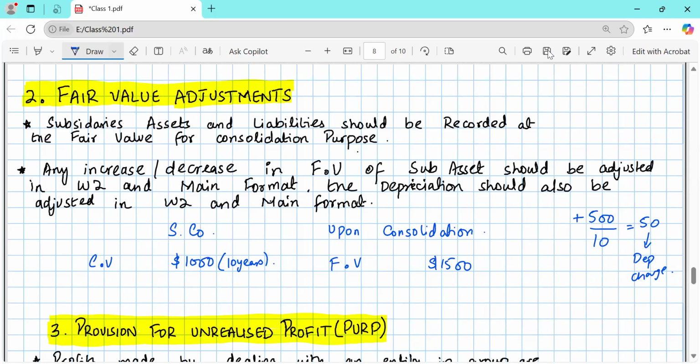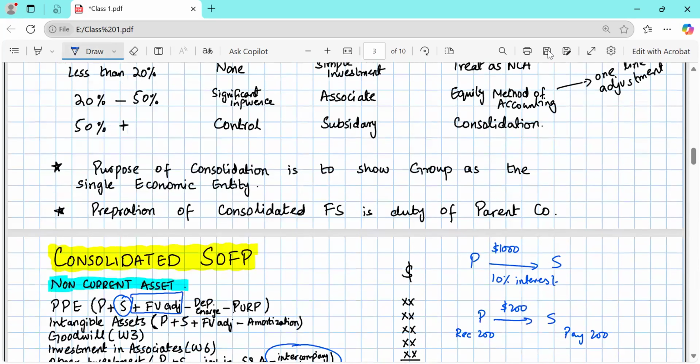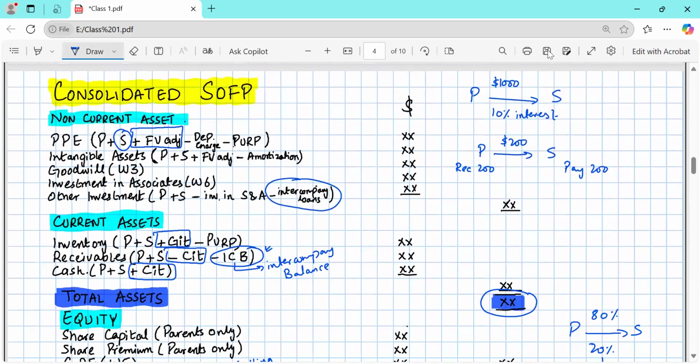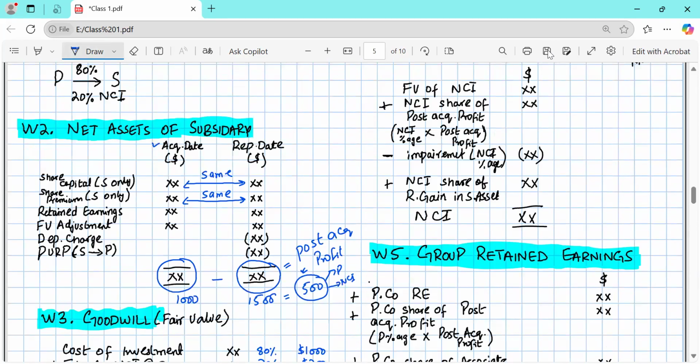Now, how will you post that? There is a dual impact. First, in the main format, the extra 500 you will add here, and depreciation you will deduct 50. So plus 500 minus 50. And the second, in working number two, net assets of the subsidiary, you are posting the subsidiary's figures. For fair value adjustment, you will add 500 here as well, and you will add 500 here as well, and you will deduct the 50 depreciation here. Depreciation is deducted at reporting date only, because obviously we charge the depreciation at the end of the period.